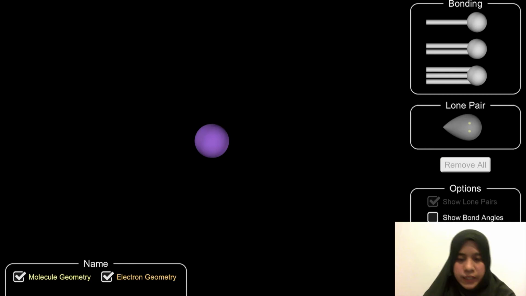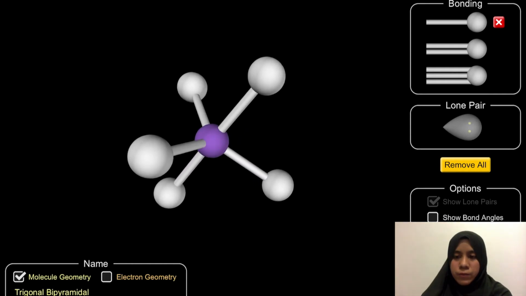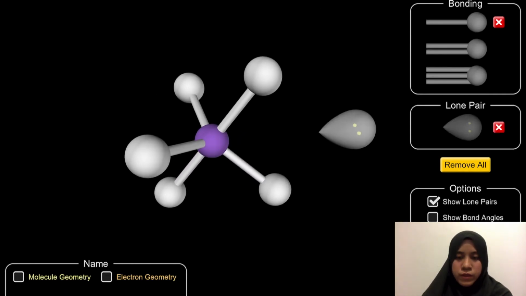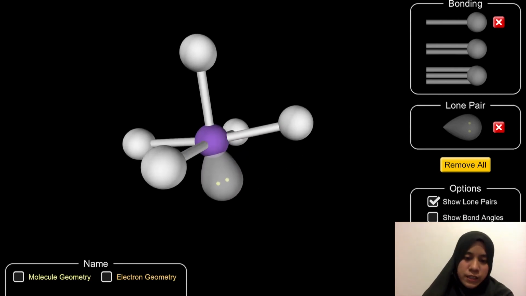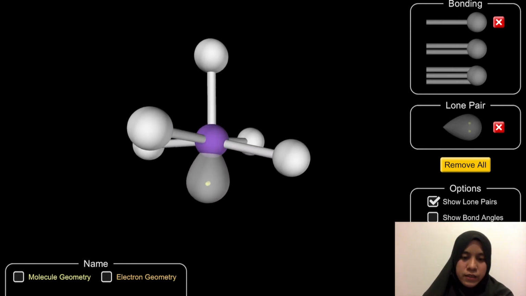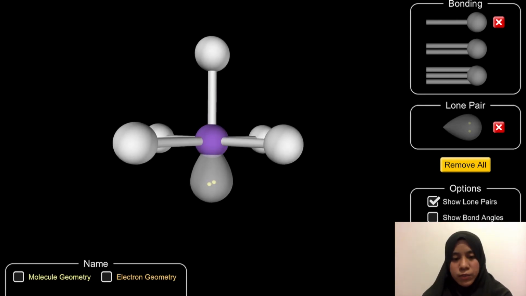Website tu balik. So kita remove all. So BrF₅. We have 5 bonding pair. 1, 2, 3, 4, 5. Okay, and then we have 1 lone pair. So dia jadi macam ni. Macam ni square pyramidal kita. Ni jadi center, bawah kita ni. Lepas tu ada satu kat atas.